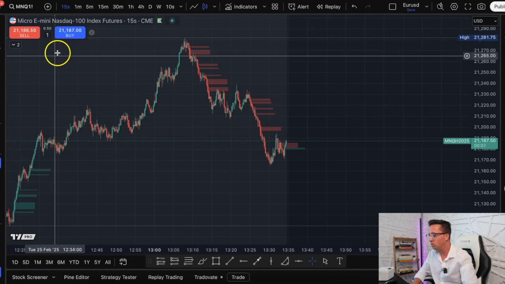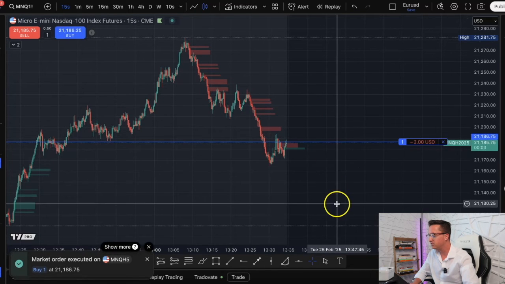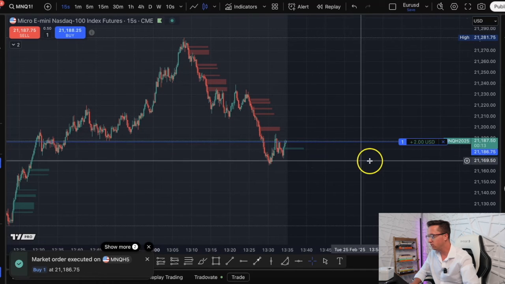Now I can literally go into a buy. Let's say I want to buy right now. Boom, I want to buy. But where's my stop loss and my take profit? So all you would do is you would go below your entry right here, and you would go to this little plus sign.